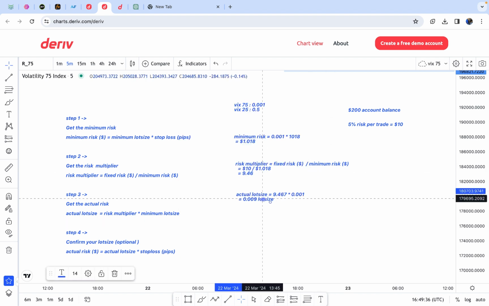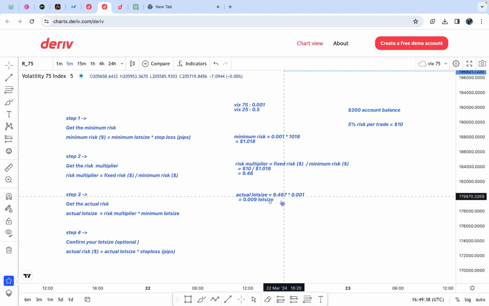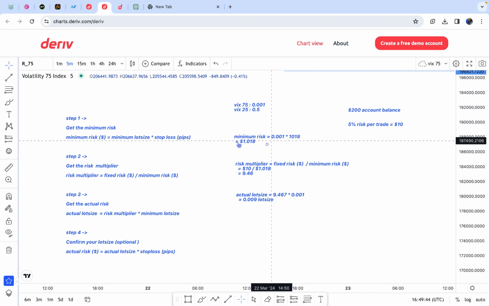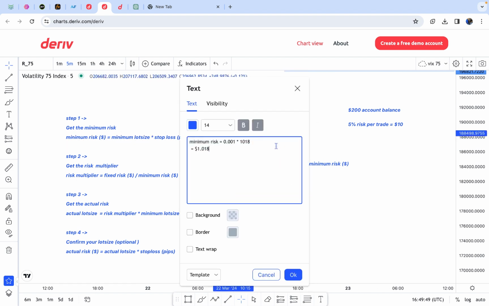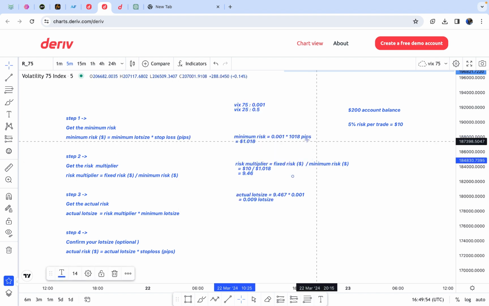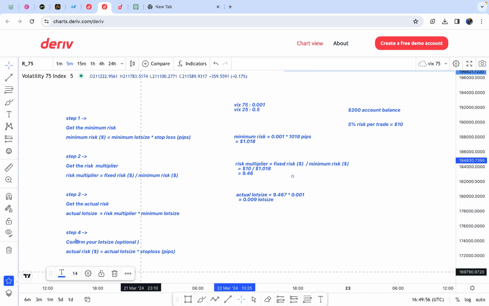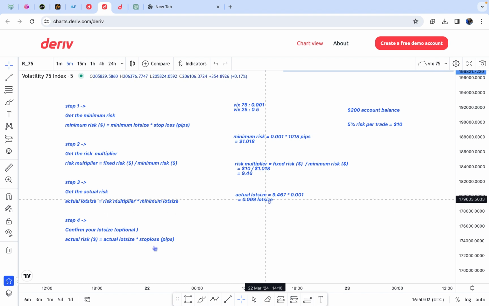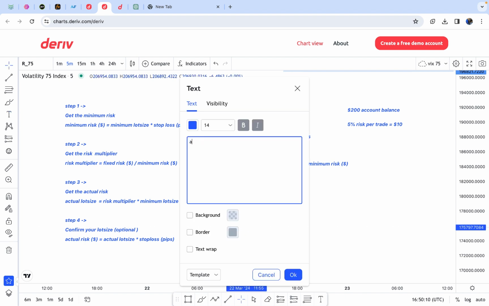So this is the actual lot size we'll be using on this trade to ensure that we only get to lose $10 on our stop loss. If you recall our stop loss, our stop loss is 1018 pips. So we can just add this so that we know it's pips, right? 1018 pips. So for the confirmation, just to confirm that this is actually going to lose the right amount, how do we do it? We say actual lot size multiplied by our stop loss. So let's see if our actual risk in dollars is correct.